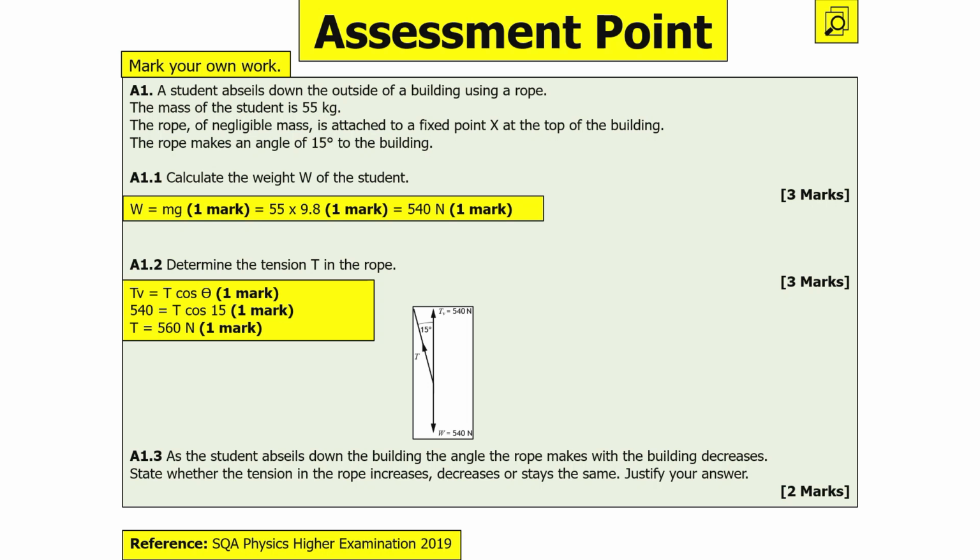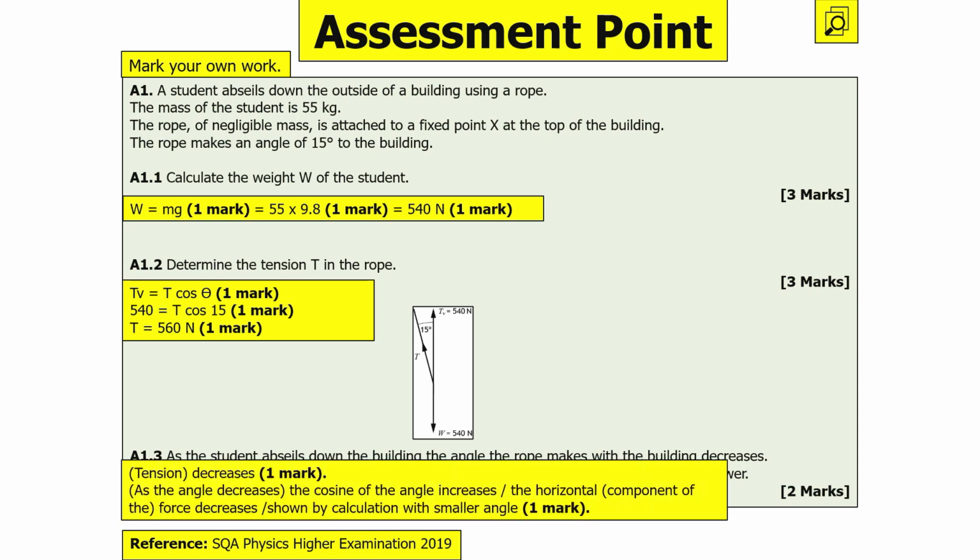Now, as the student abseils down the building, the value of tension will decrease because as the angle decreases, the cosine of the angle increases, or we could say the horizontal component of the force decreases. So therefore, this value of tension must decrease.